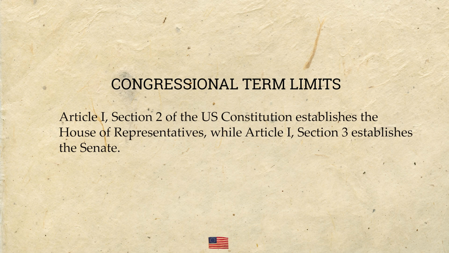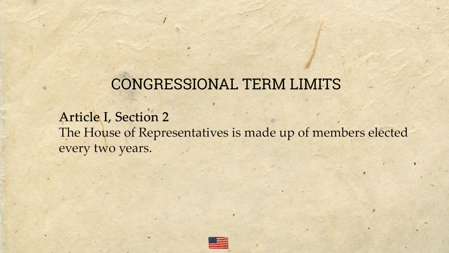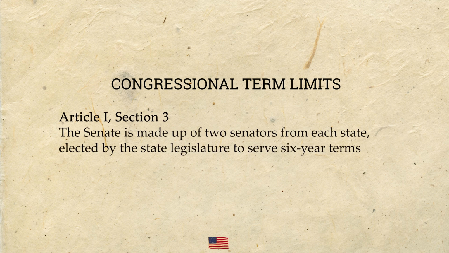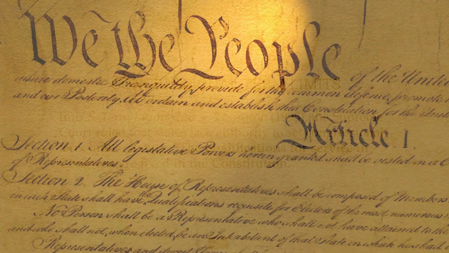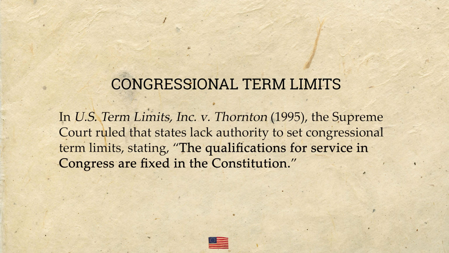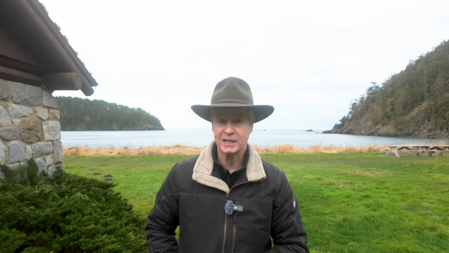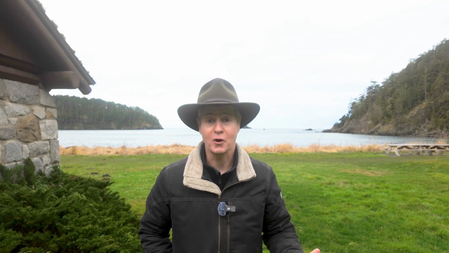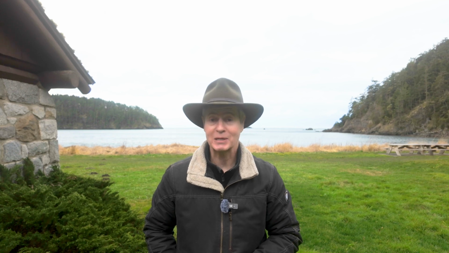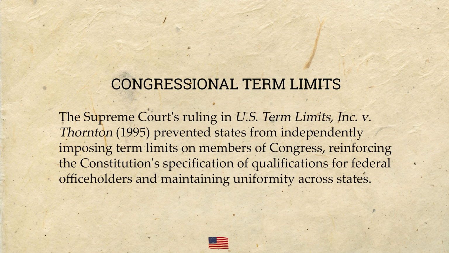The Supreme Court ruled that the Constitution sets the qualifications for members of Congress in Article 1, Section 2, and Section 3, which includes age, citizenship, and residency requirements. The court stated that states do not have the authority to add additional qualifications, such as term limits for federal office holders. This decision was significant as it reaffirmed the idea that the qualifications for members of Congress are uniform across all states and cannot be altered by state legislation.